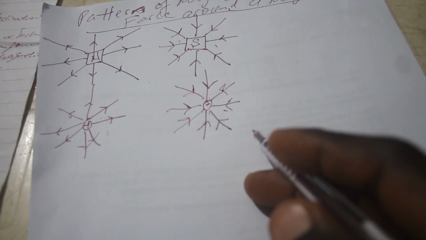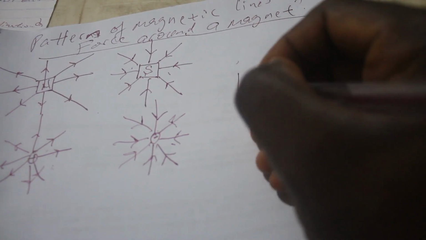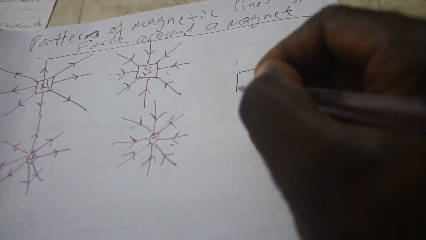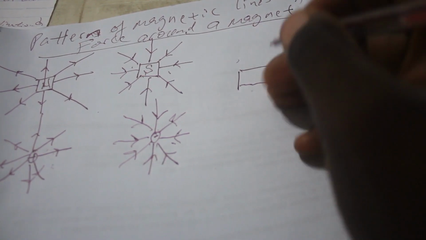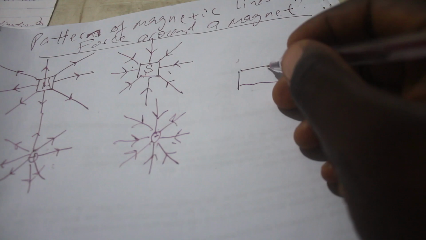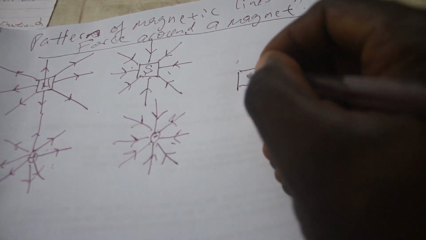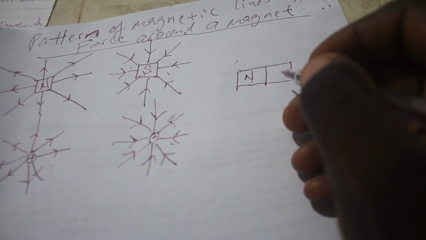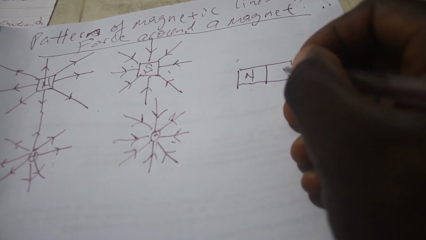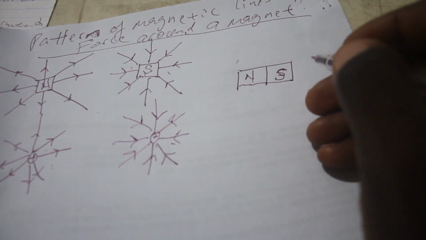So now let's talk about the pattern of magnetic field around a bar magnet. Now, what is a bar magnet? A bar magnet is simply a metal bar that can attract or repel other magnets depending on the pole. It is a bar such that each half has one of the two polarities of the magnetic field, which are the north pole and the south pole. So this is the south pole.